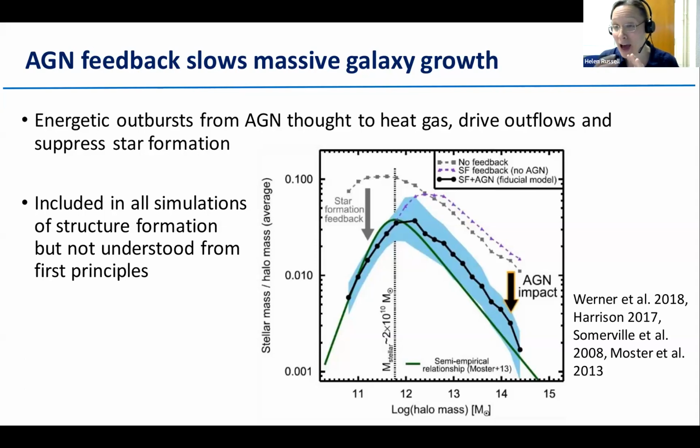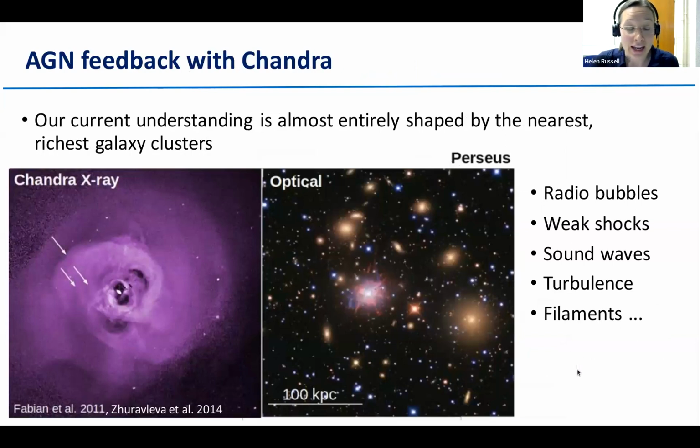We don't know how much energy typically gets injected in all the different channels that it gets injected in, as a function of AGN activity and so on. So we really need a much more comprehensive understanding of how AGN feedback works in order to be able to put this particular bit of physics more usefully in our simulations. And our current understanding is predominantly shaped by observations of the nearest richest galaxy clusters, where you can see this happening in greatest detail.